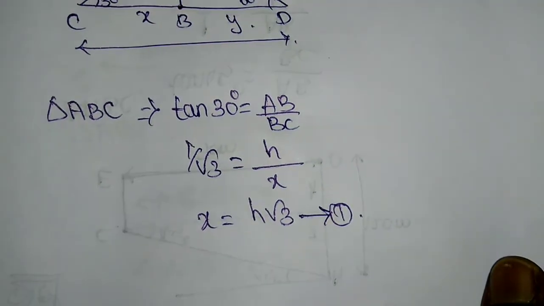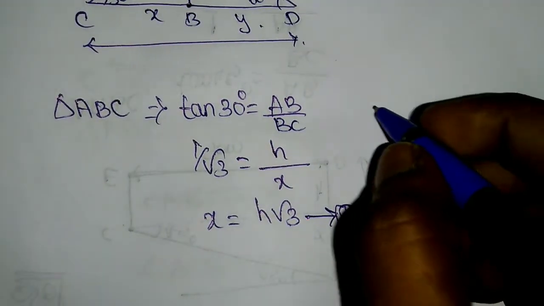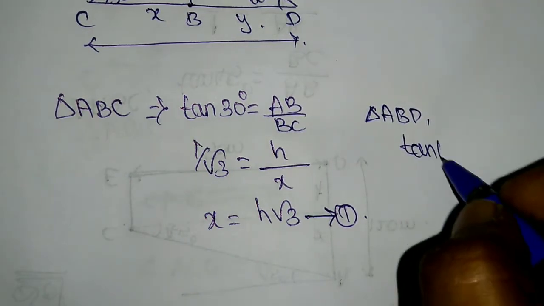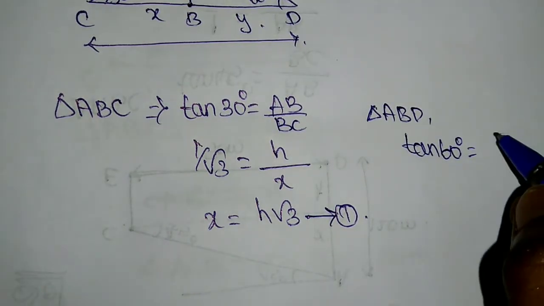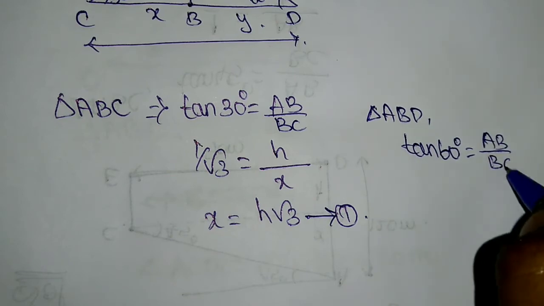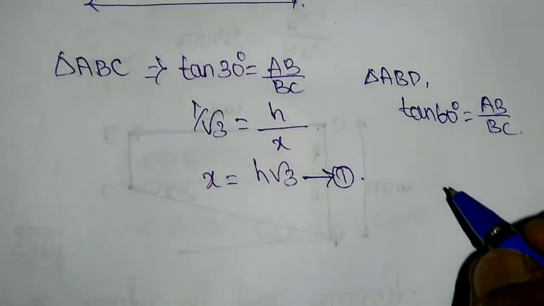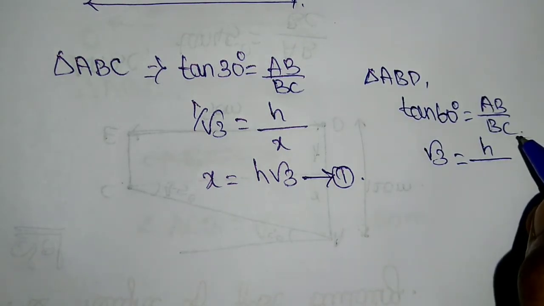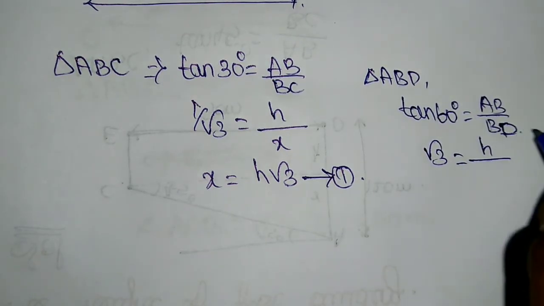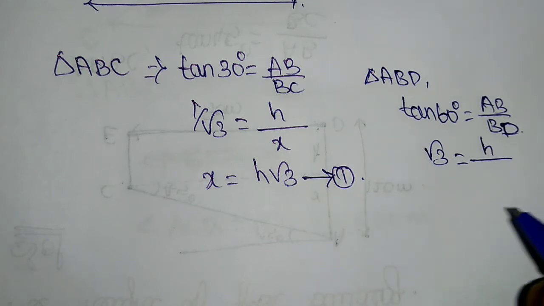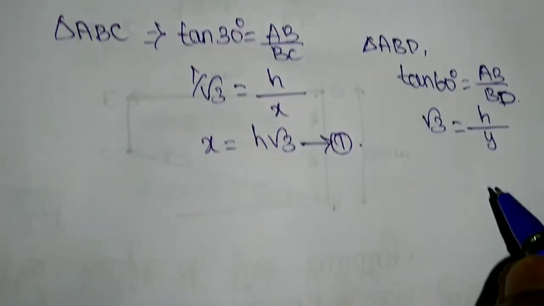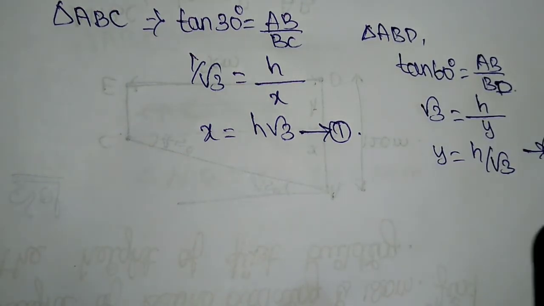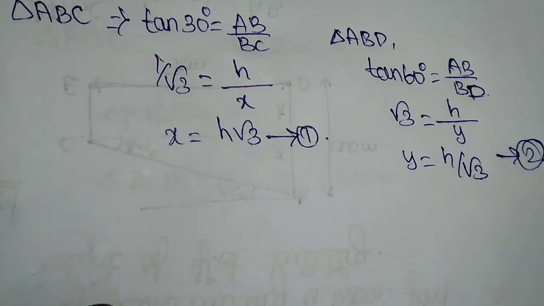From the triangle ABD, here we get tan 60 degrees equal to AB divided by BD. Now tan 60 is root 3. So AB is H and BD is Y. So Y is equal to H by root 3. It is the second equation.